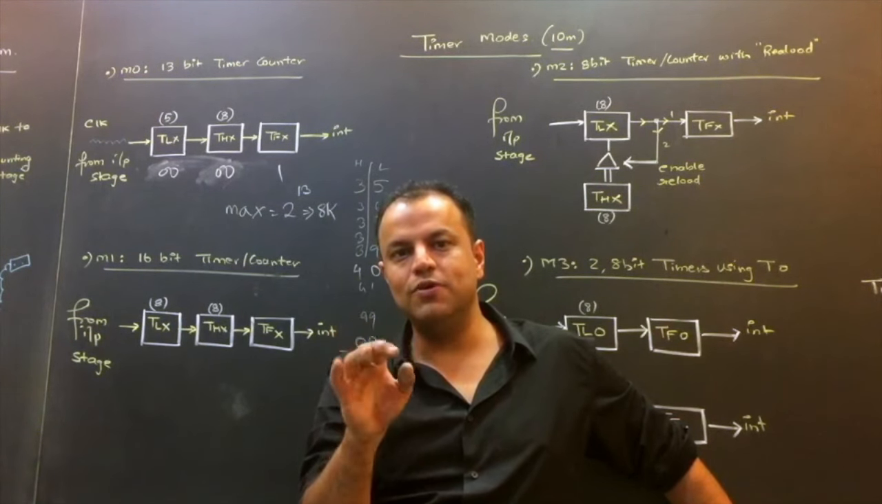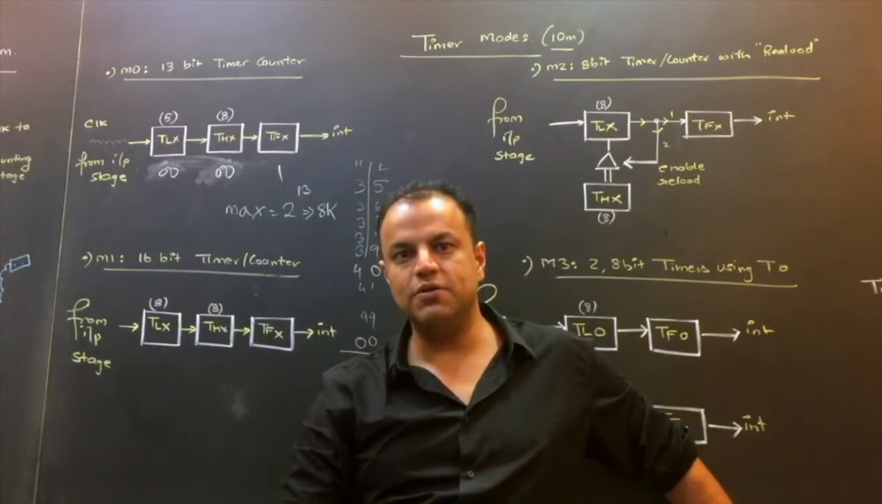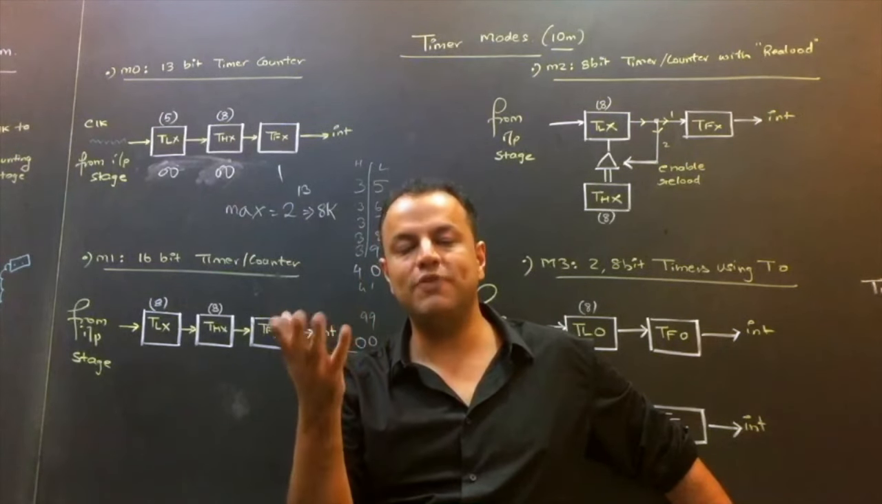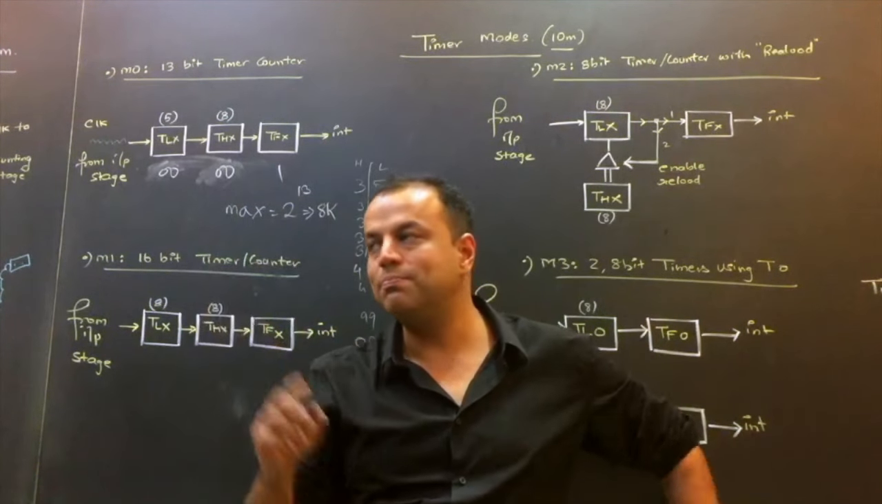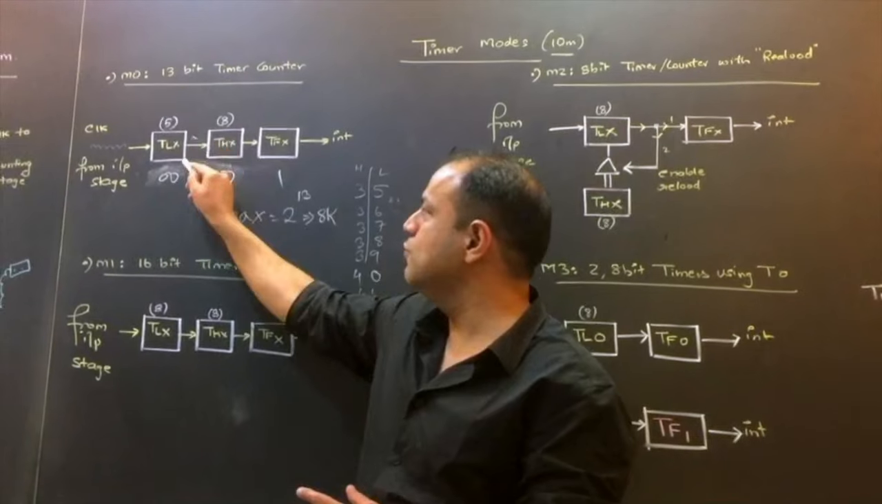0 to 31 are 32 numbers. That means it will go from 0 all the way to 31 and back to 0. That means 2 raised to 5, 32. So after 32 pulses, it will overflow and give a pulse over here.